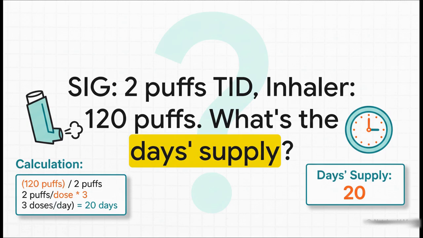And right into the next one. An inhaler has 120 puffs, and the SIG is 2 puffs 3 times a day. What's the day's supply on that? Okay, let's see how you did.